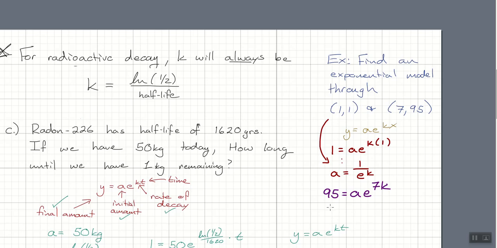So if we go one step further, we get 795 equals 1 over e^k, which is my a value, times, what are we still multiplying it by? e^(7k). And I think we can solve that for k at this point. When I have e^(7k) divided by e^k, what do those exponents do?